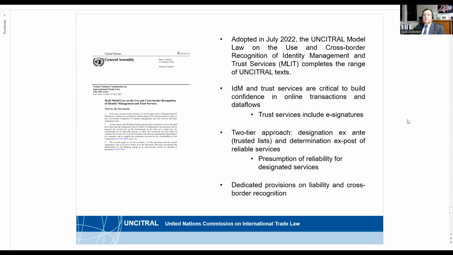There is experience at the national level, and also at the regional level, but there is not yet, before this model law, a text that addresses the matters at the global level. So this is the first global text. It adopts a two-tier approach with a designation of reliable services ex ante, but also the possibility of determination ex post. It is also based on geographic neutrality to promote cross-border recognition, and it does provide also guidance on the obligations, especially of the service providers and the associated liability.